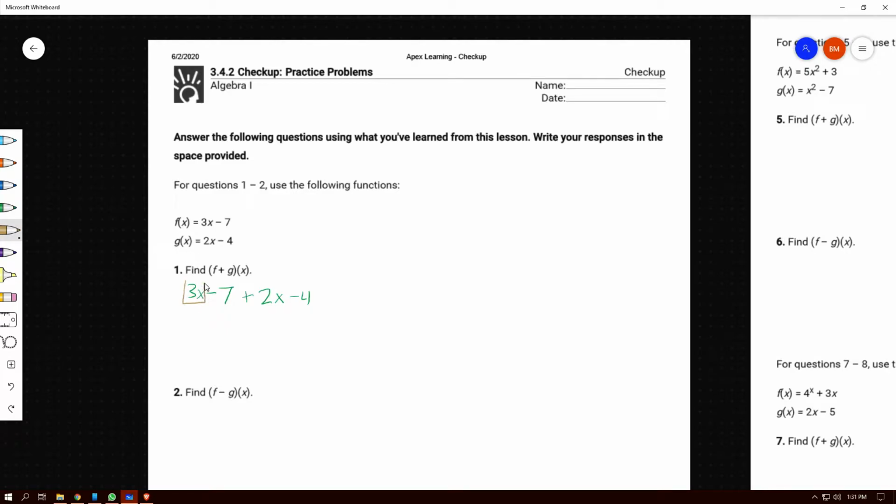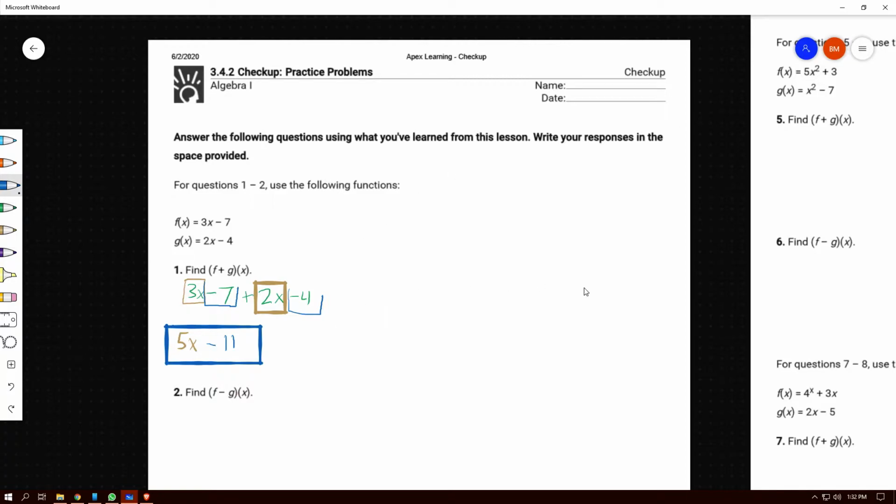So here is an x term, and there is an x term. I have 3 x's and I have 2 x's, so I have a total of 5 x's. And I have a negative 7 and a negative 4. Negative 7, negative 4, that's going to be a negative 11. So this is my final answer, 5x minus 11. So f plus g of x is simply 5x minus 11. That's all you've got to do. You're just taking the two functions and adding them.